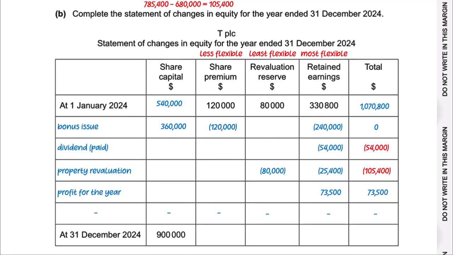Well, on December 31, the total share capital is already given. Share premium and revaluation reserves have been completely used up, and the total retained earnings becomes $84,900, and the total of the final column, the total column, becomes $984,900. I hope you have understood. The distribution of marks is given somewhere like this in the mark scheme.